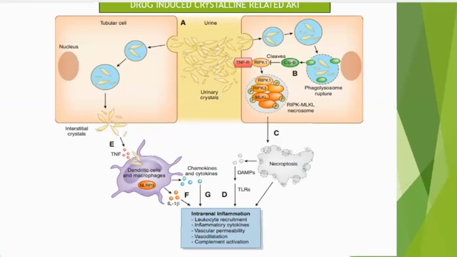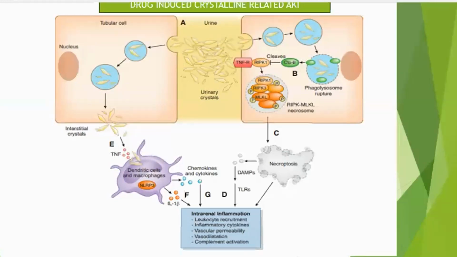Patients with crystalline nephropathies may be asymptomatic, except for an increase in the serum creatinine, and this can also be diagnosed by kidney biopsy. So the mechanism is, drugs can cause crystalline-related AKI via various mechanisms. For example, as we can see in this diagram, drug crystals precipitate in the tubular lumen, causing obstruction and tubular necroptosis. This is one.